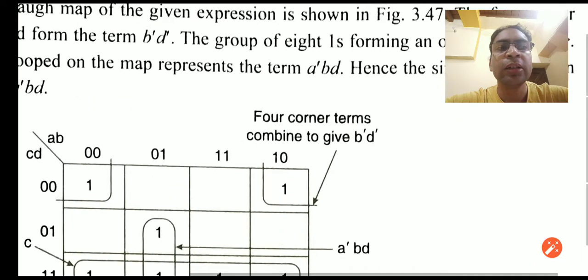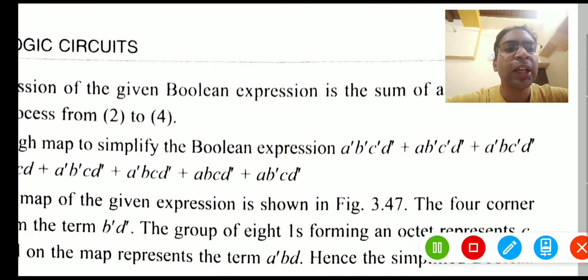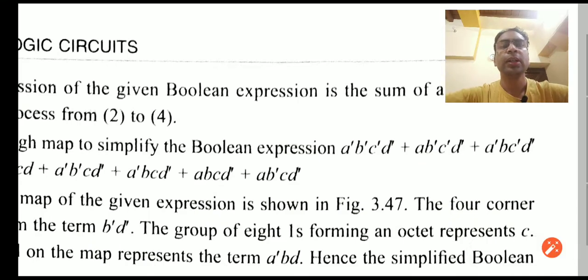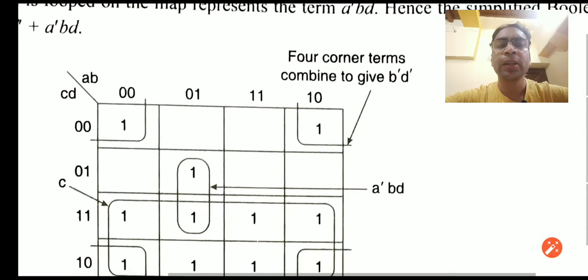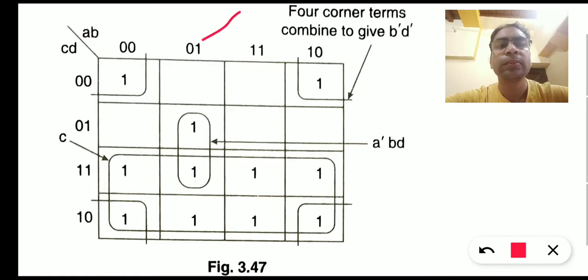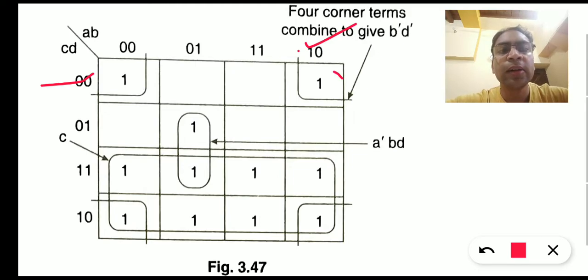Let's see another term. The other term is a b dash c dash d dash. This is not a dash b, this is a b dash, and then we have c dash and d dash. So c dash d dash is this, and the connecting cell is this. So here we will mention a 1. In this way we will mention all the ones.